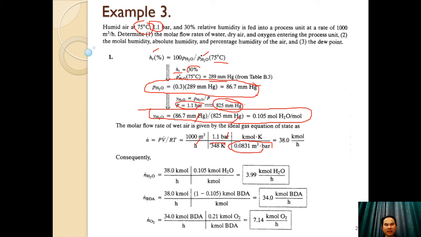And you know the temperature is 25 degrees Celsius, and then you convert to Kelvin. Then you solve for the molar flow rate. It equals 38.1 kilomole per hour. Also you can calculate the flow rate of dry air, flow rate of oxygen, and flow rate of water. The first one you calculate is the flow rate of water.